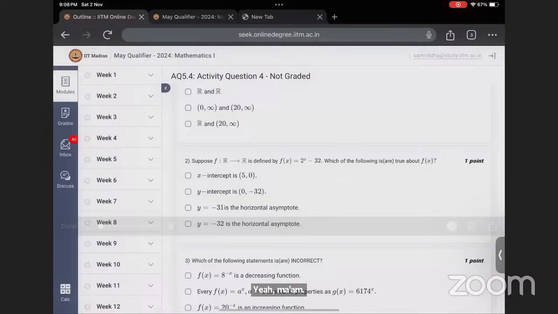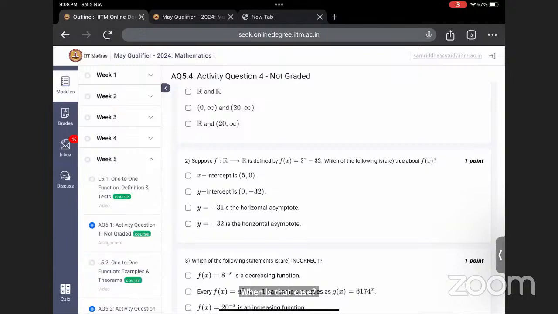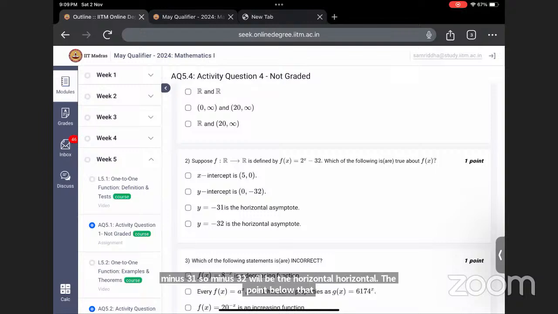Ma'am, you were saying vertical asymptote, right? When will that happen? For this function, it is clearly a horizontal asymptote. When x is equal to 0, we get y as minus 31. So minus 32 will be the horizontal asymptote. We are taking x tending to minus infinity, so 2 power x will be tending to 0 and y will be tending to minus 32.